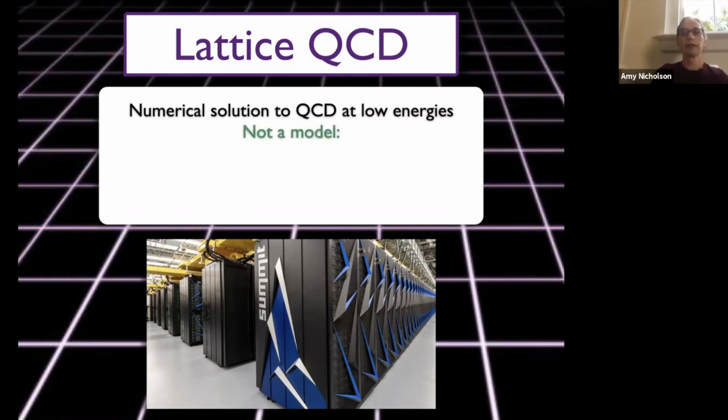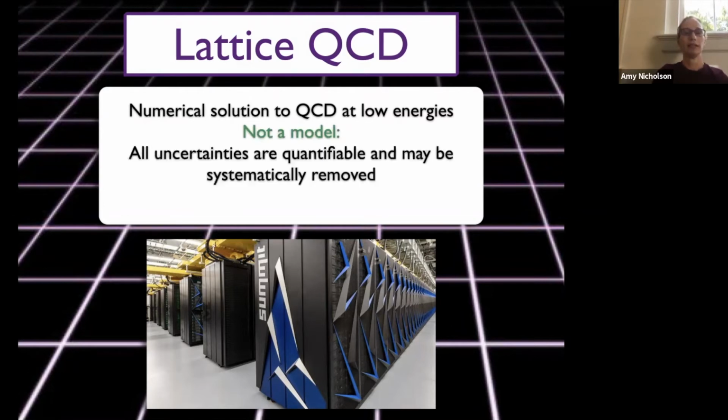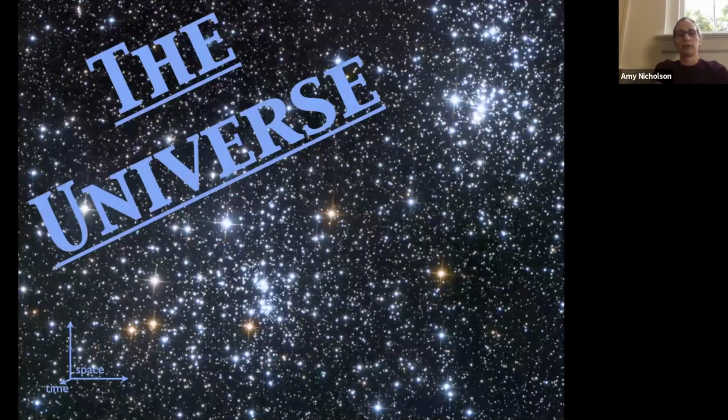What's important about this is that it's not a model. We are directly solving QCD. And so all of the uncertainties that come from that are quantifiable and maybe systematically removed, as opposed to a model where you never know if I add another term to my model, how it's going to change things. The problem is that QCD doesn't fit on a computer. You can't just type it in, hit enter, and get a number. So there are several things we have to do in order to make our problem finite.